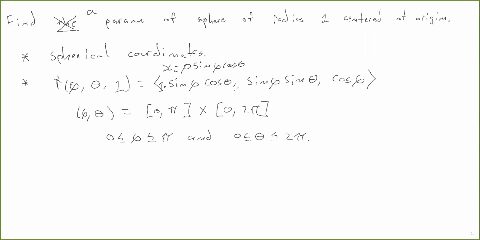And now if you just let phi and theta go through this parameter domain, this will trace out the whole sphere. For every phi and theta, this is another point on the sphere. And as phi ranges from 0 to pi and theta from 0 to 2 pi, this is going to trace out the whole sphere of radius 1 centered at the origin. Now, another question that we can ask is, what are the grid lines?